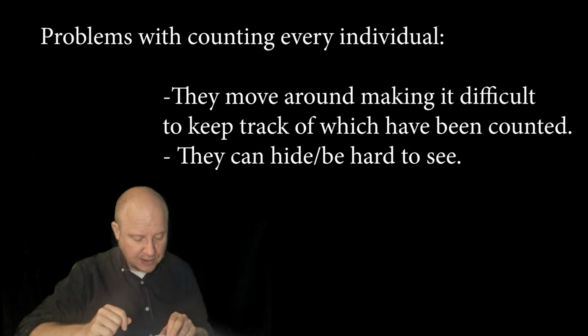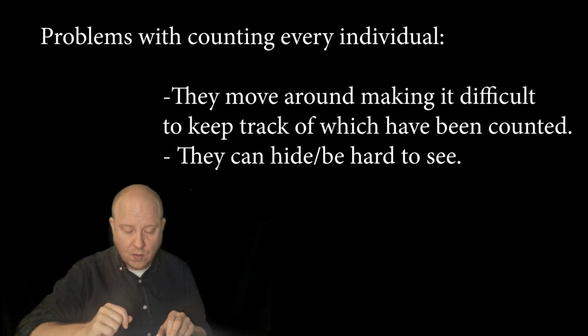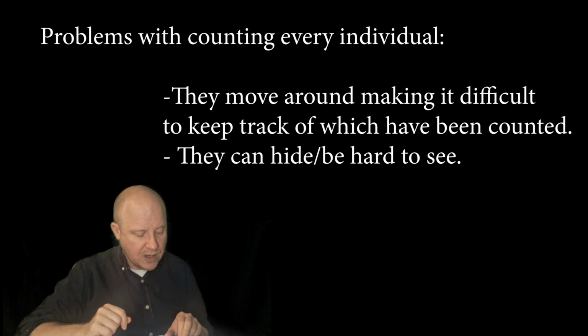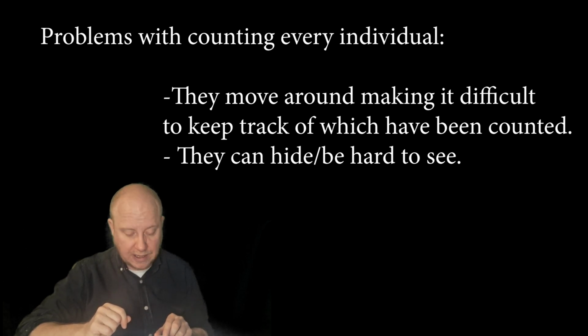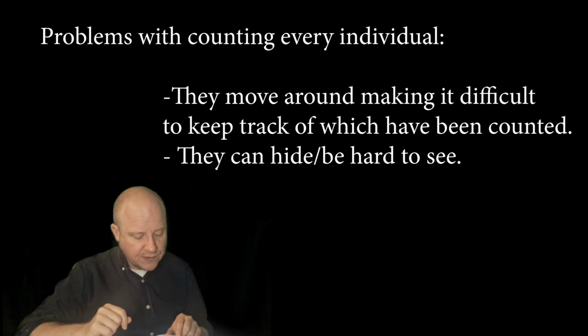Some members of the population will be chicks, keeping warm near their parents, and it will be hard to see all of them. Some individuals may be out in the water getting food. These are just a few examples of how most of the time it is simply impossible to count every last individual in a population.